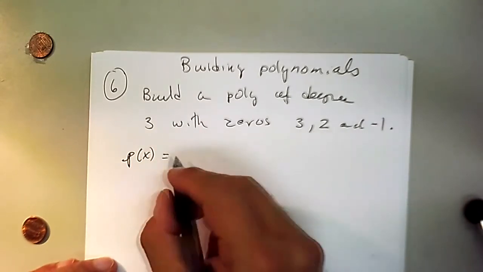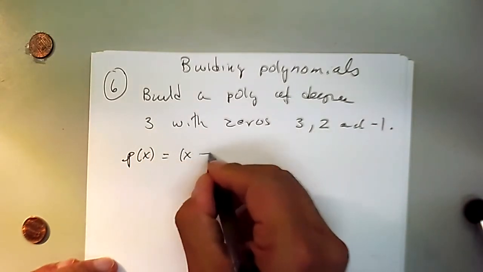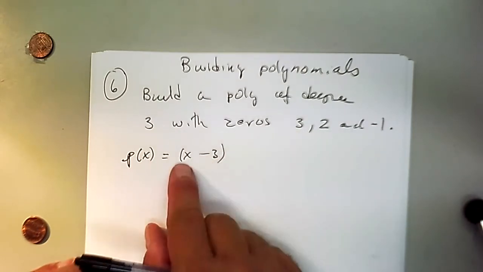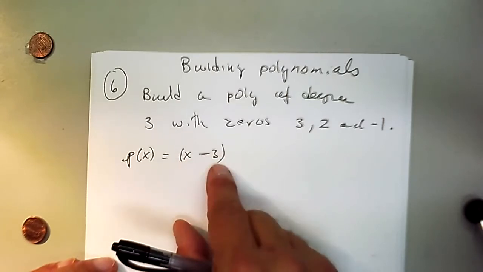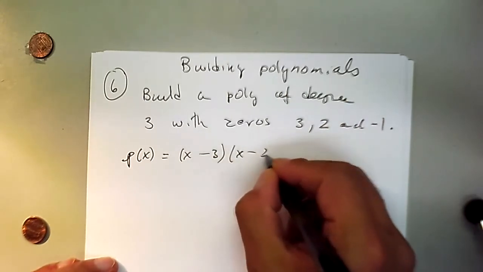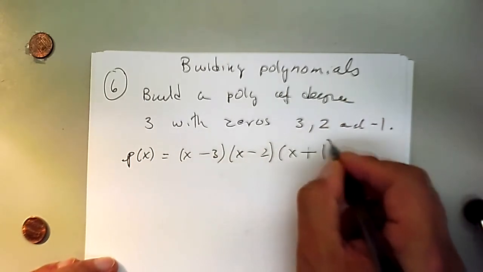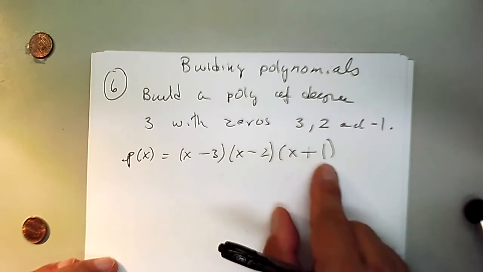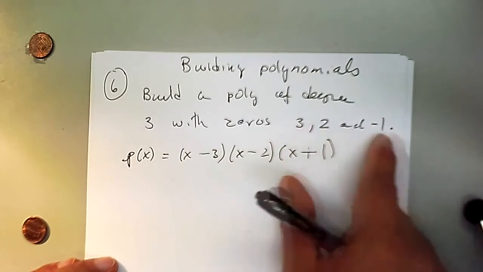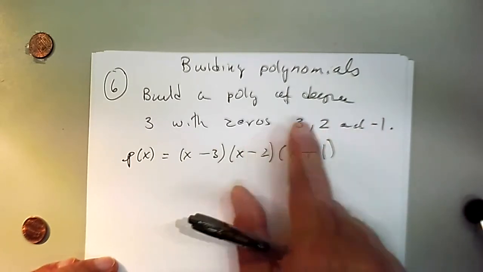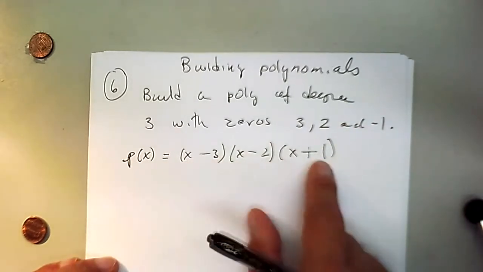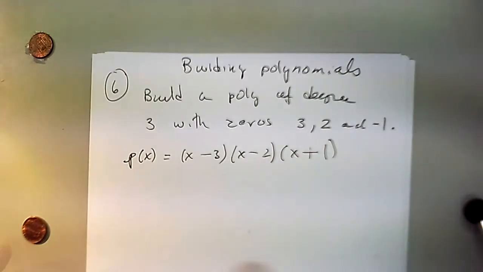It's not that hard. Just do x minus 3, because if 3 is a zero, then x minus 3 has to be a factor of the polynomial. Also, x minus 2 and x. Technically speaking, we should have x minus -1. So we always have x minus whatever the number is. x minus 3, x minus 2, x minus -1. So there it is. That's the polynomial with those zeros.